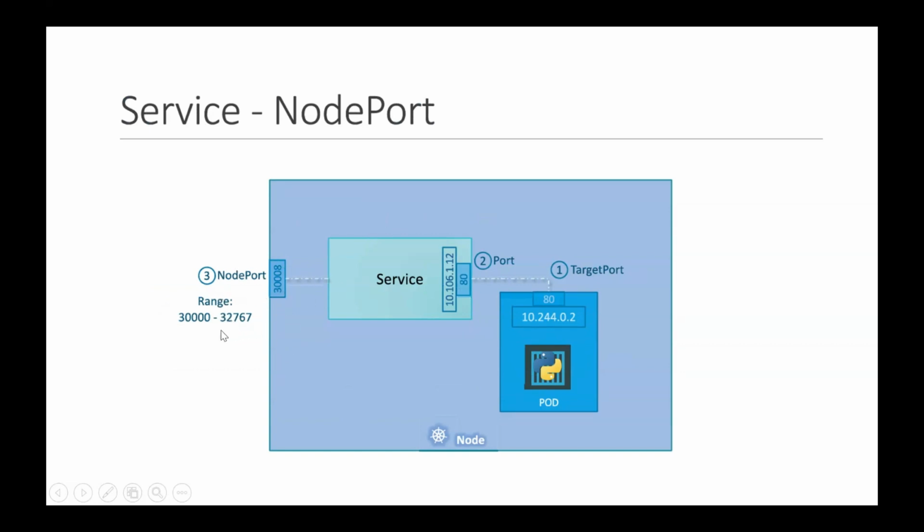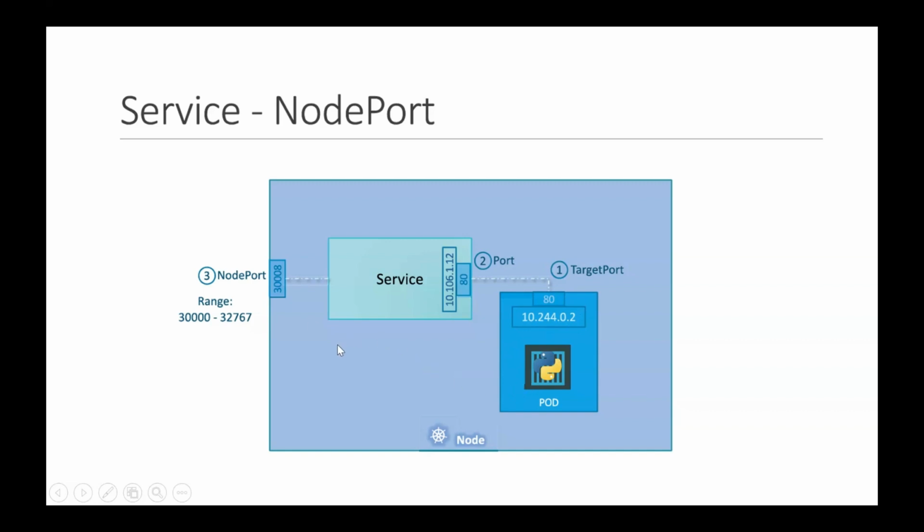the node port range should be between 30,000 and 32,767. If you are providing the value of node port, then it will check and assign that port to your service. If you are not providing, then it will take some default port from this range. And this is the service port, that is 80, and this is our target port, which is nothing but the container port, that is also 80.